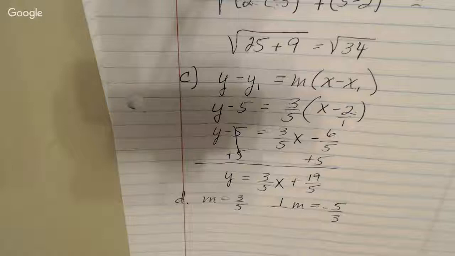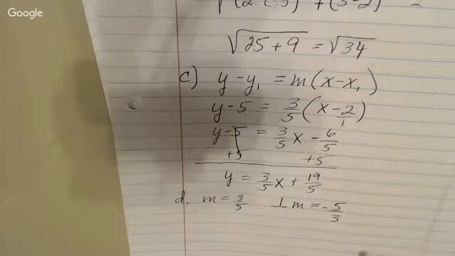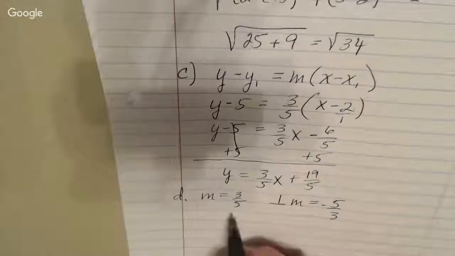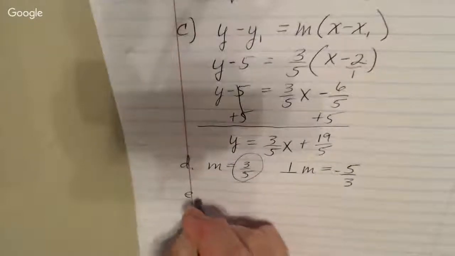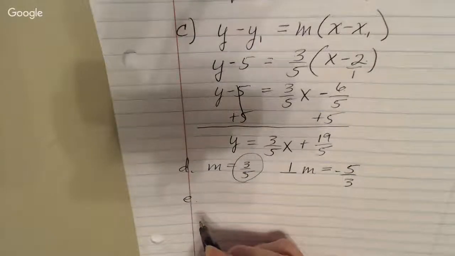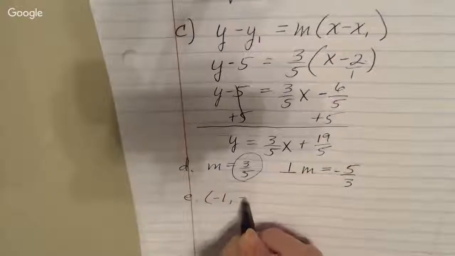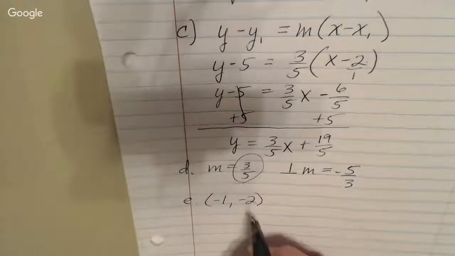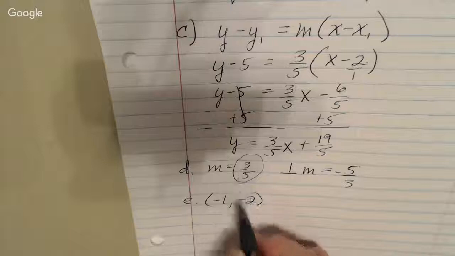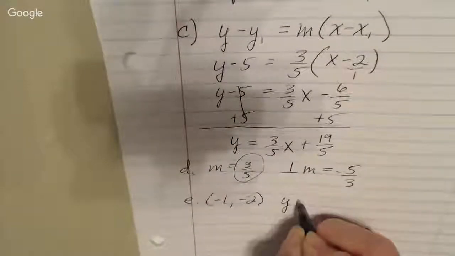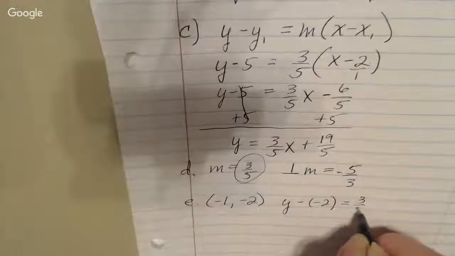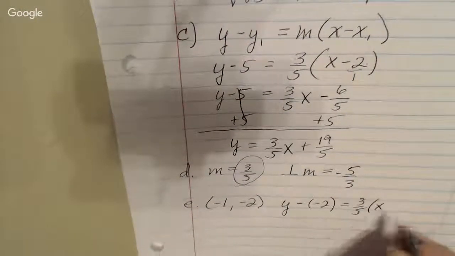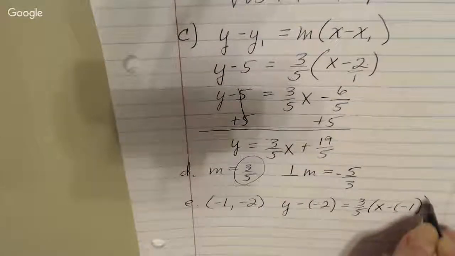Then your E part says the equation of the line parallel to the line AB. Well, if a line is parallel, then it's going to have the same slope. So we're going to use this slope right here. And we're going to have a new x1, y1. So this is a different line, but it has the same slope. It's parallel. So we're going to do y minus y1 equals slope, parallel slope, times x minus x1.